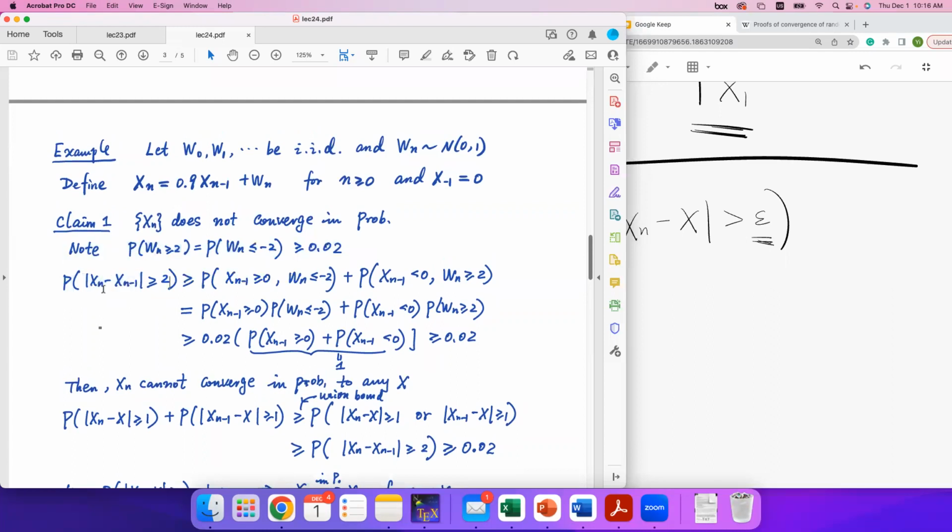Now we look at this event where Xn minus Xn minus 1, the increment between two adjacent steps, is bigger than 2. We can show, and this requires a little bit of thinking, that this event is a bigger event than the union of these two. Why? First of all, these two are disjoint events, and I think both of them can imply this one.